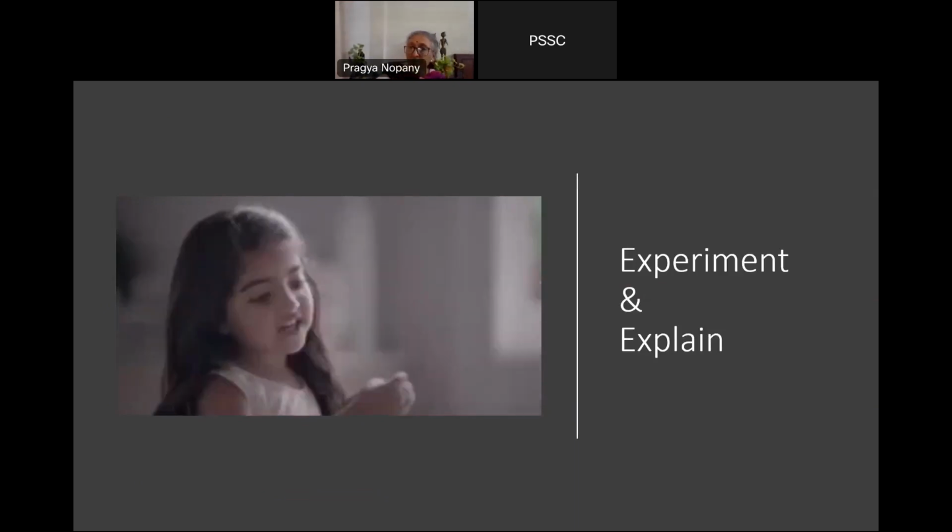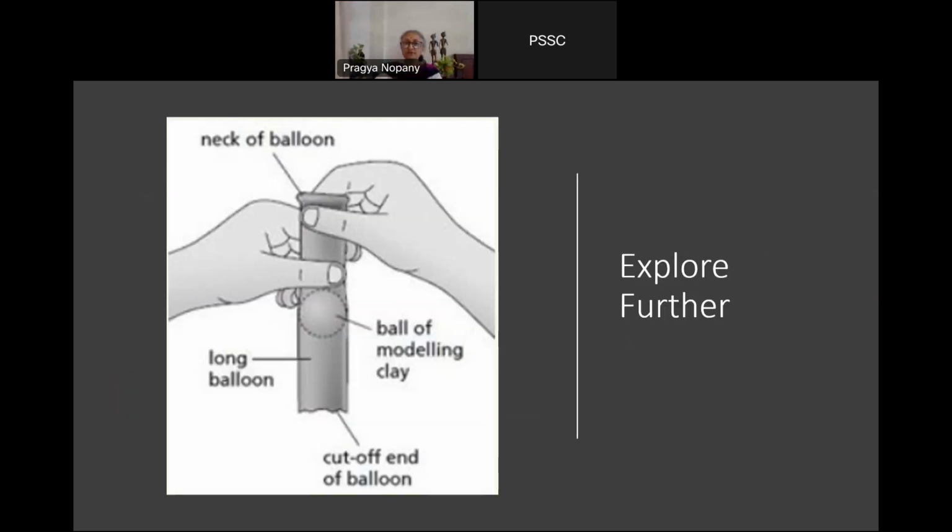So how do we make them experiment? The first thing we can do is take a balloon, and take the neck of the balloon and some ball of clay modeling. Put the ball of clay modeling from the top and then ask the children, does it drop down from the other end of the balloon which you have cut off?